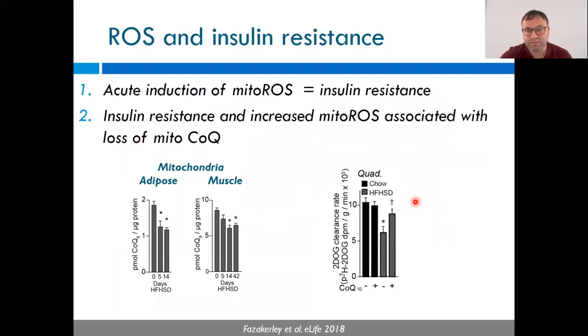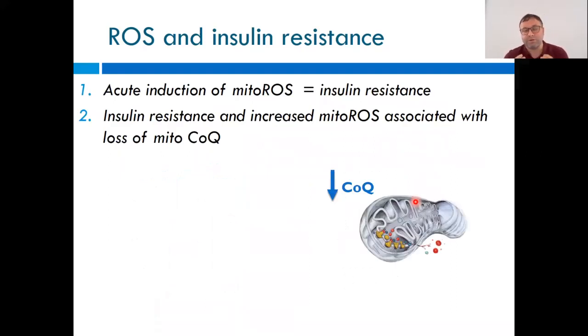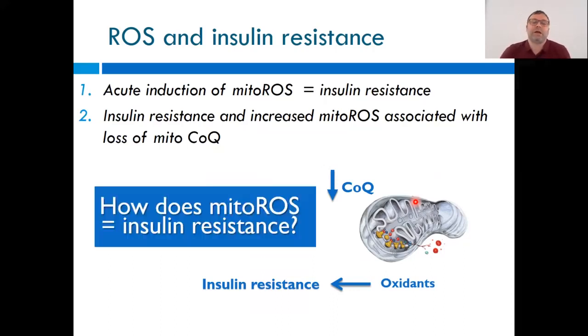So this led us to propose a basic model that within mitochondria, a loss of coenzyme Q might predispose mitochondria or be an upstream driver of increased oxidants that are observed during high-fat diet feeding and other models of insulin resistance. And these increased oxidants lead to insulin resistance. But of course, the big question is, how does mitochondrial loss, so an oxidant being produced within mitochondria, lead to insulin resistance, which is a defect in a process that occurs in the cytosol? And we're hoping that we'll be able to address this by using our models of oxidant-induced insulin resistance, to try and understand the effect it's having on glucose trafficking.